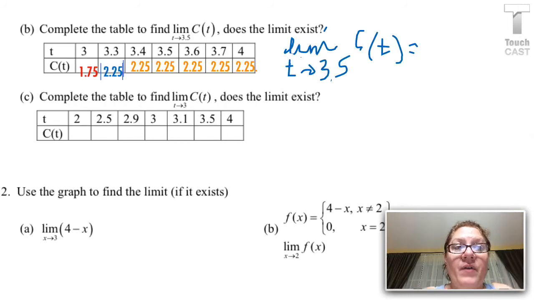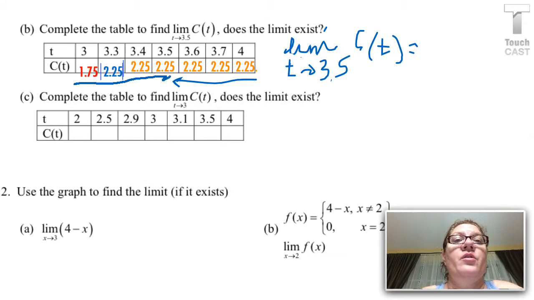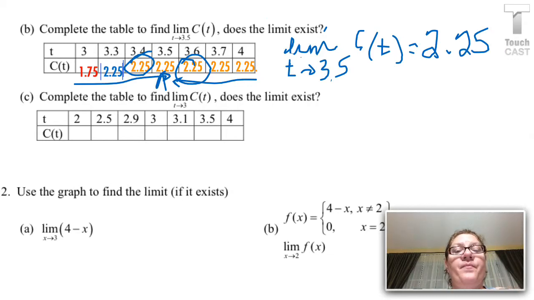So hopefully you got the same values that I got, and so we can see that, of course, if I come in from the right of 3.5, getting closer to it, all the values are the same. And then when I come in from the left, all of a sudden they start getting closer and closer to 2.25. So when I come in from the left and the right, and even at that value, I get all the same values. So the limit as t approaches 3.5 is 2.25. Stop the video and fill in the next one.